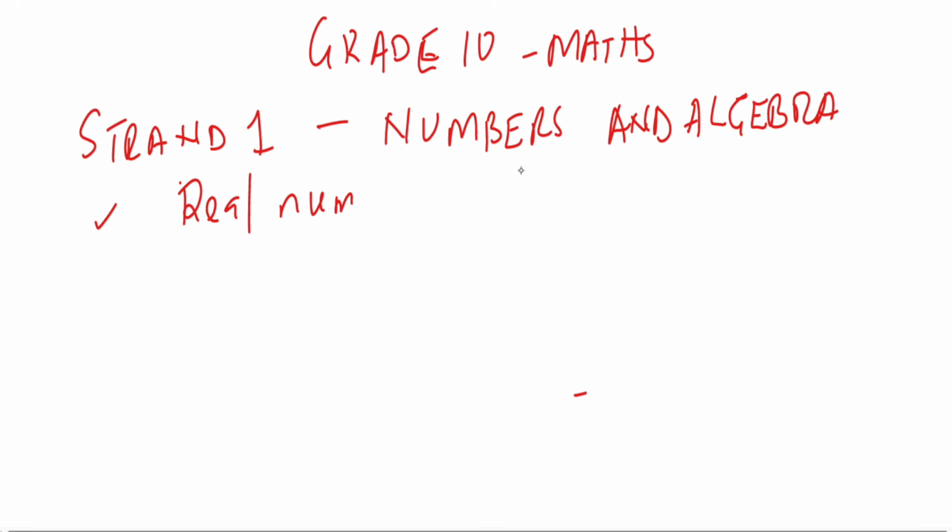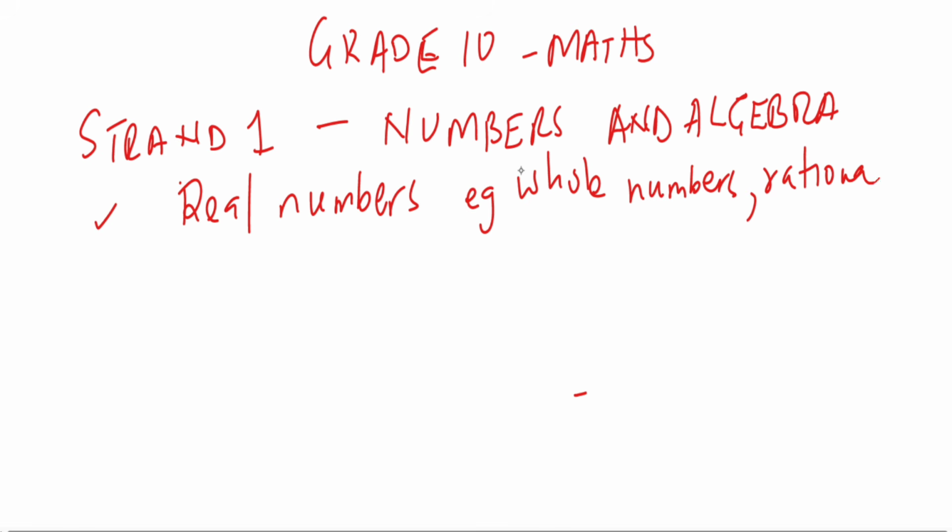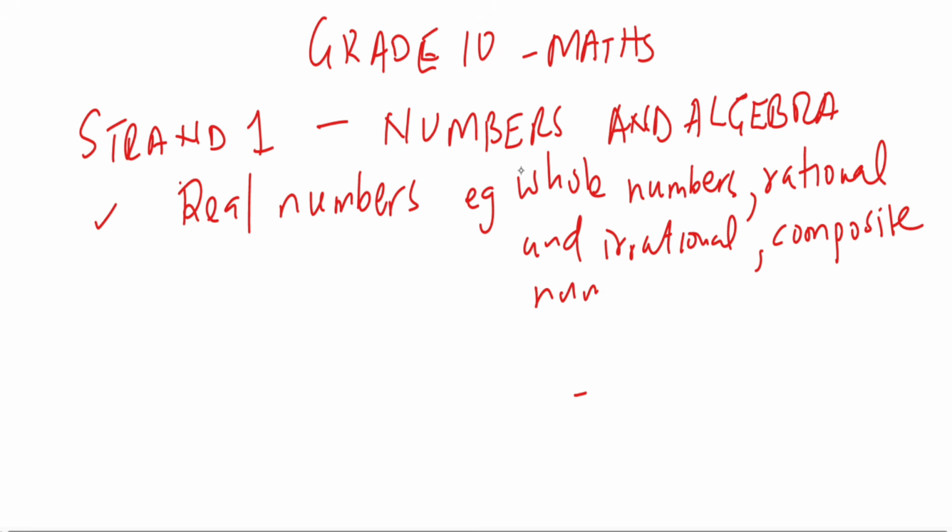Now for real numbers, you look at topics like, for example, something to do with whole numbers, how you classify those whole numbers. You look at something called rational numbers and irrational numbers. You look at composite numbers and prime numbers, right? So you'll also look at many things. Also you look at reciprocals using four-figure table and etc. So those are the main ones.